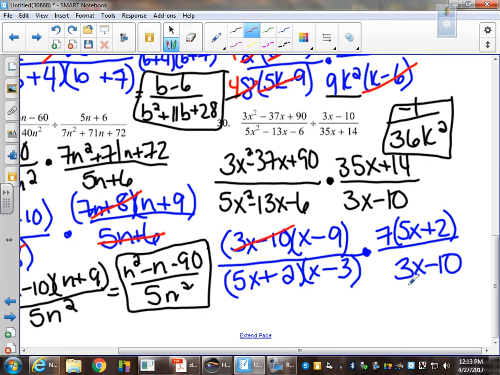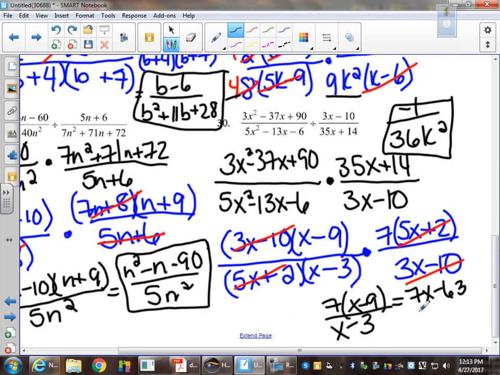Cross away our 3x minus 10s, our 5x plus 2s, and we are left with 7 times x minus 9 over x minus 3, which simplifies to 7x minus 63 over x minus 3. Because we distributed our 7 into both terms.